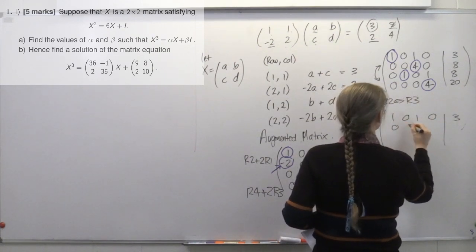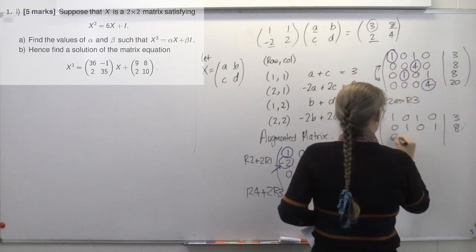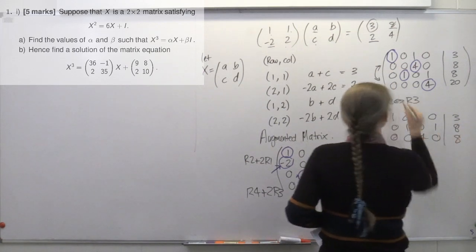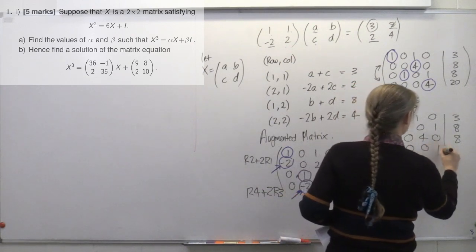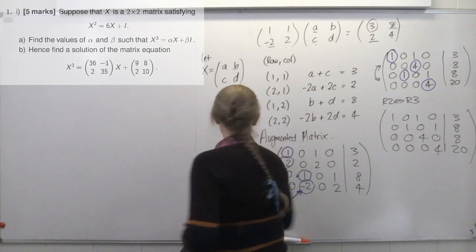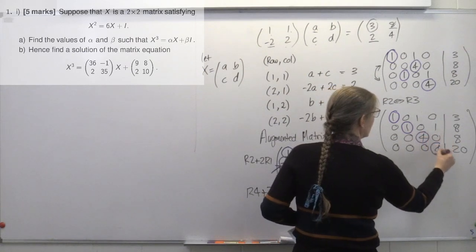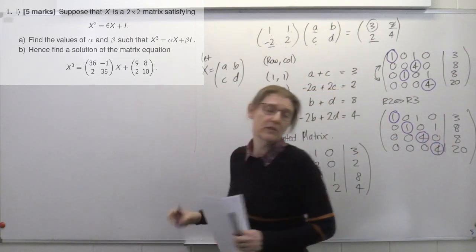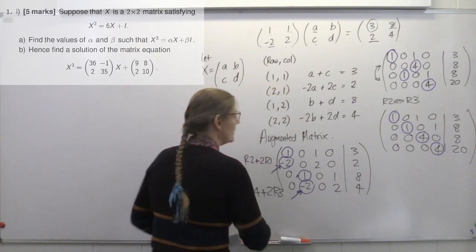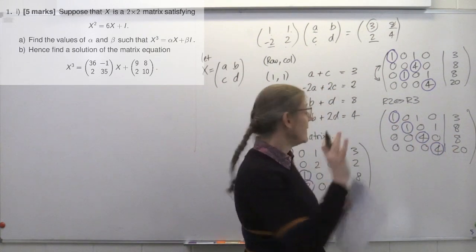And 0, 1, 0, 1, 8, 0, 0, 4, 0, 8, and 0, 0, 0, 4, 20. Okay, here's the pivots going down and to the right. Remember these are also known as leading rows, leading columns where the pivots are. So it's in row echelon form.